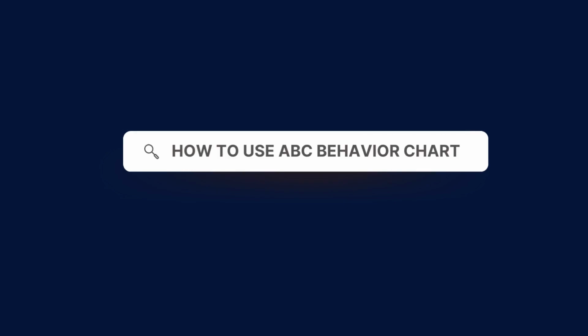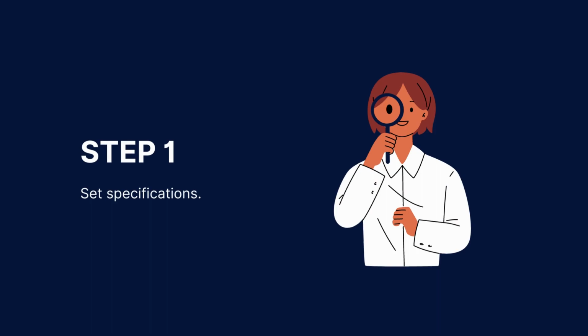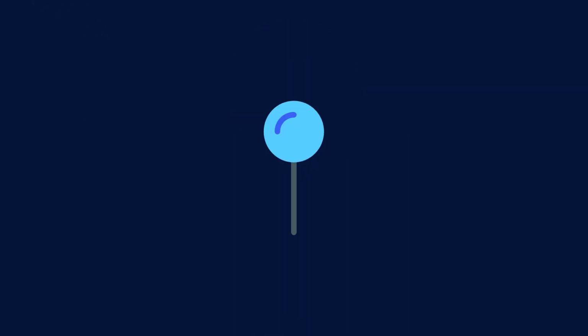To use our free ABC behavior chart, follow these steps. Download our ABC behavior chart from the Carepatron platform, which you can find in the link in the description. Next, set specifications. Though it is possible to observe and analyze several behaviors simultaneously or in multiple settings, it's recommended that you focus on one of either at a time. This will help you better pinpoint the antecedent or trigger of that behavior.